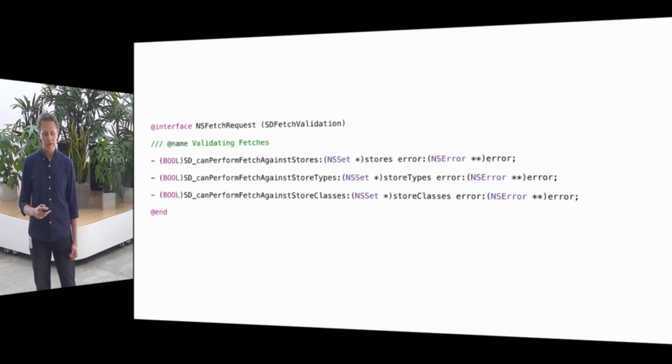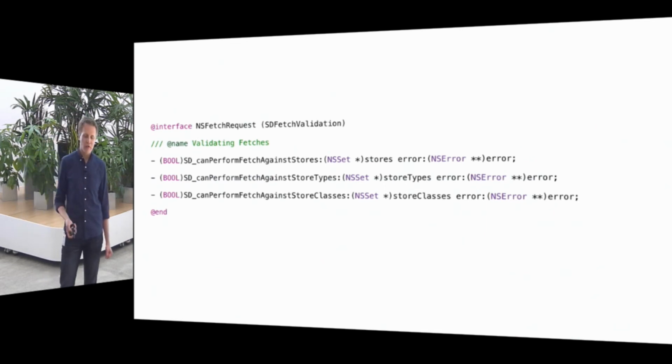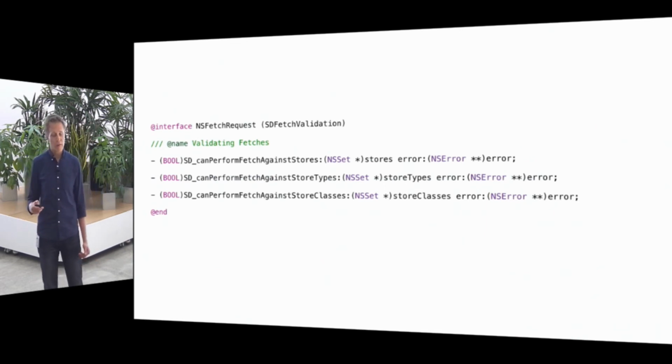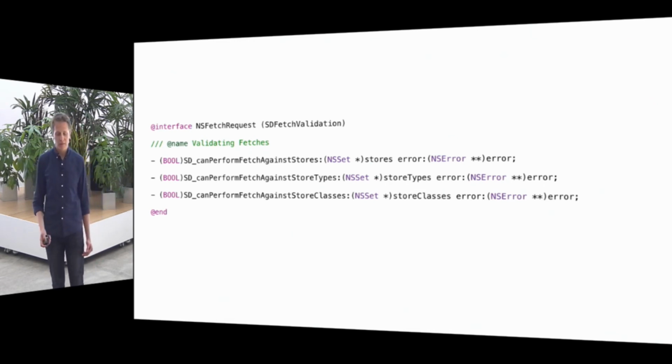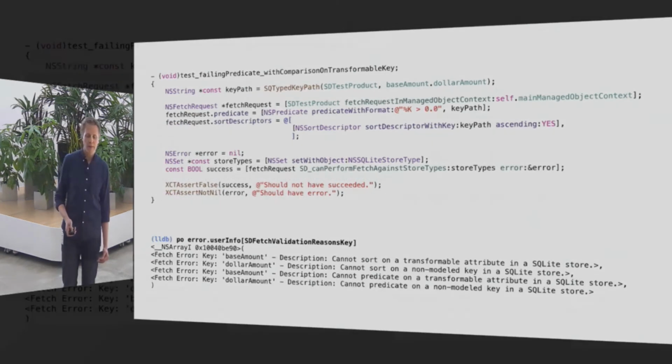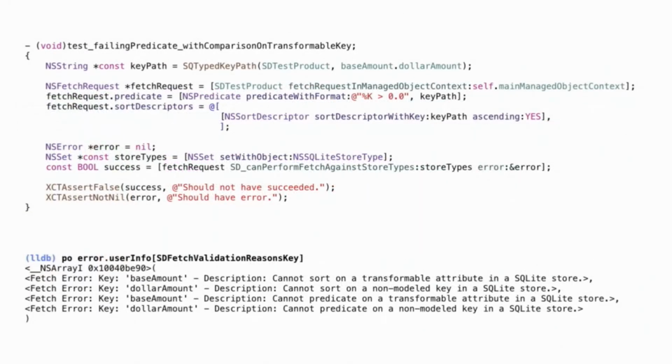So this is the API that it presents. It's very simple. There are essentially three versions of the same method. You can check if the fetch can be performed against given stores, store types, or store classes. And this is an example of how you'd use it. This is actually a unit test from Square Data.